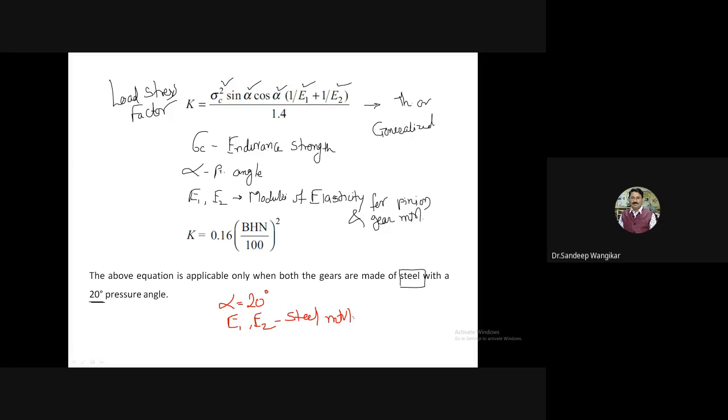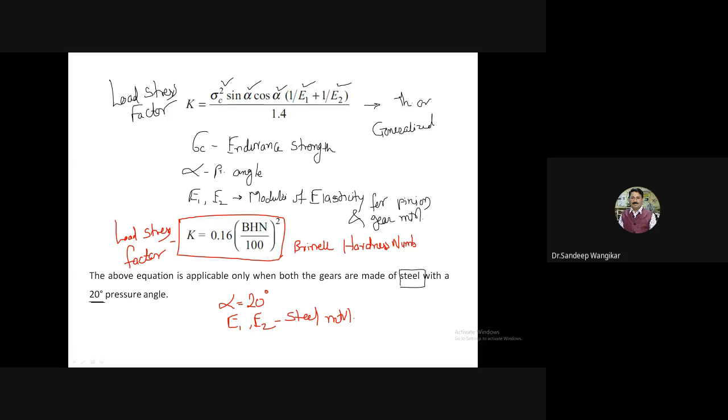So if I substitute in the formula, finally this is the formula you require most. Finally, I will arrive at K is equal to 0.16 BHN divided by 100. So load stress factor is given by K is equal to 0.16 into BHN divided by 100, where BHN stands for the Brinell hardness number.